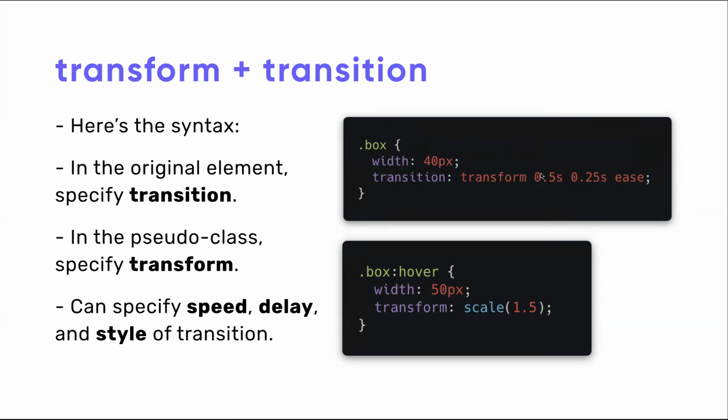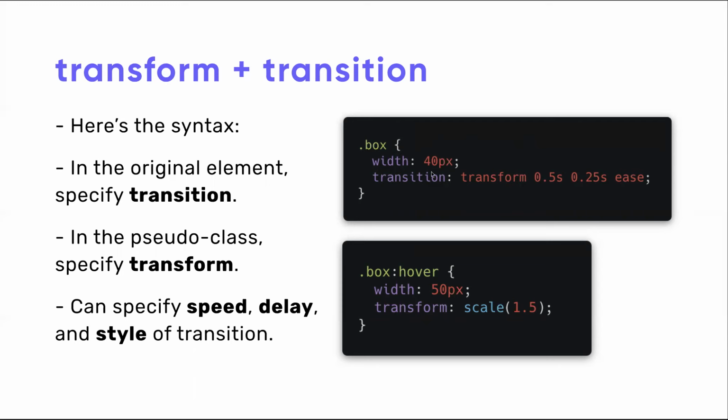What these properties are is that the 0.5 represents the length of the transition, so how long this animation will take. 0.25 specifies the delay. So let's say you hover over something, it'll wait 0.25 seconds before it actually does the animation. And then ease is just a style of transitioning. There's such a thing as ease in and ease out. The differences are very subtle, but it's worth exploring what those are.